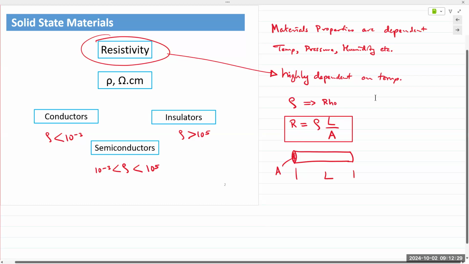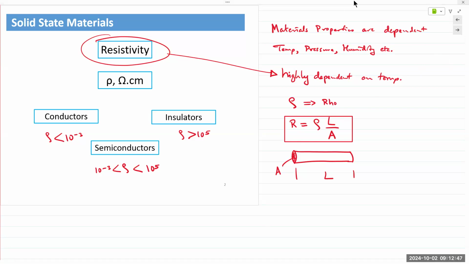So resistivity is rho, resistance is rho L over A. There's actually one problem in the homework assignment where you take the length and the cross-sectional area of that piece of material and you calculate the resistance. Straightforward, plug and play. If you have any questions, let me know.